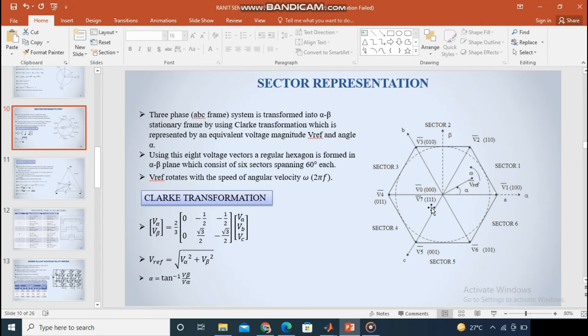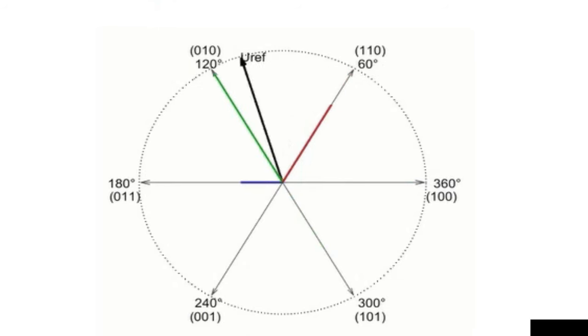Using these 8 voltage vectors, a regular hexagon is formed in the alpha beta stationary frame, which consists of 6 sectors spanning 60 degrees each. When V reference or the modulating vector passes through the sectors one by one, different sets of switches will be turned on or off. And when V reference rotates one revolution in space, the inverter output voltage completes one cycle. This inverter output voltage can be adjusted by varying the magnitude of V reference.